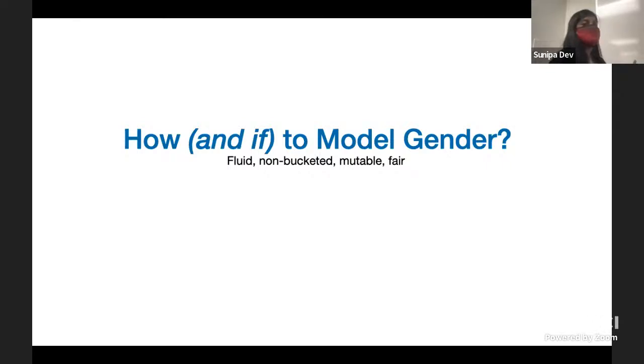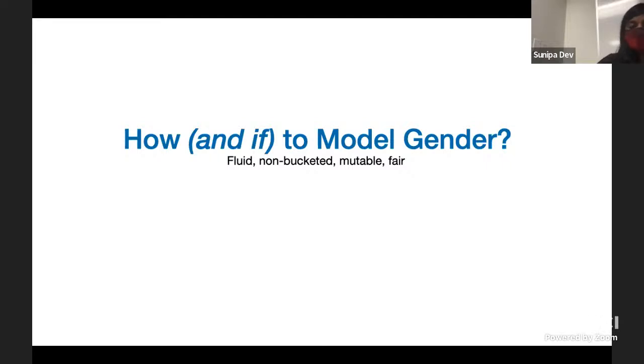So this brings us to this very important question: how and if we should even model gender. So when we try to think about modeling gender, we always want to make sure that we have represented it fairly. But are we really making it fair if it is not fluid, if it's still bucketed, it has these categorized sort of entities, and it's not allowed to mutate over time? And that is one question that we as a community need to be figuring out as we go forward with these language models.